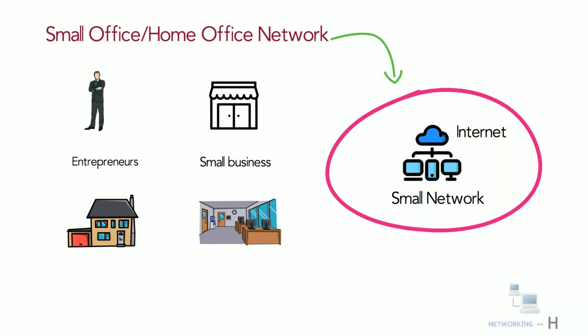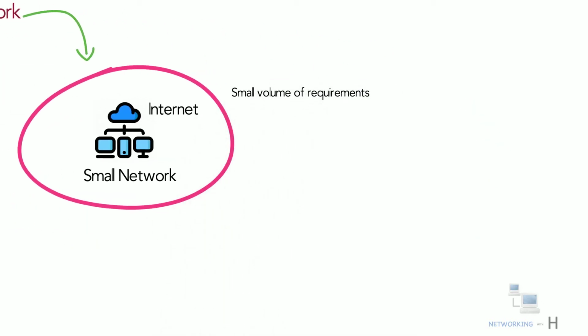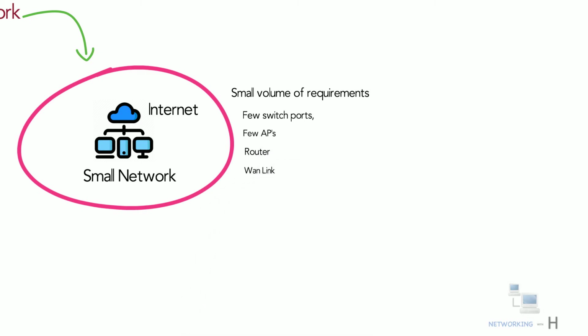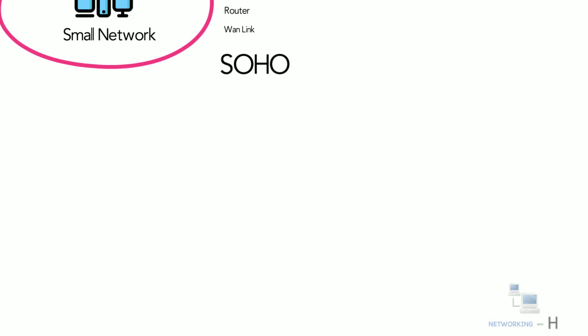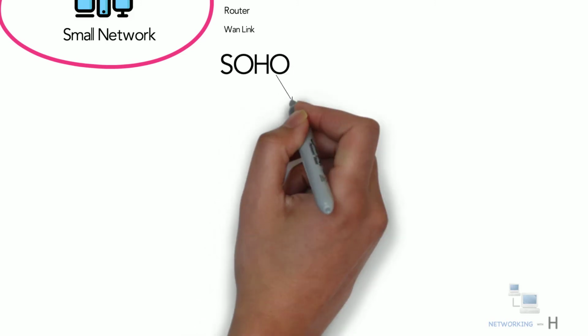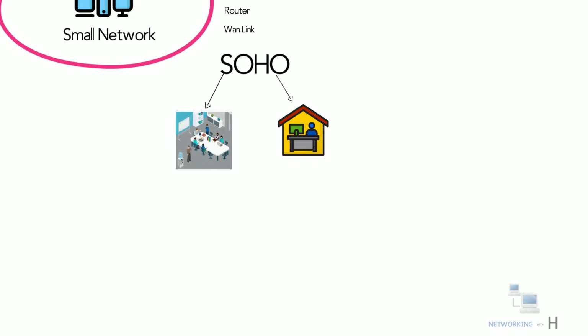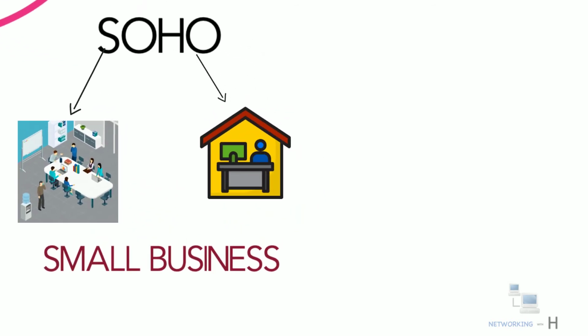SOHO refers to designs and implementation that have such a small volume of requirement, such as few switch ports, few access points, a router, and a WAN link. The term SOHO refers to the two most common cases: a user who works from home or a small office with a small number of workers and devices. It is meant for use in small businesses. SOHO networks are small local area networks or LANs with less than 10 devices.